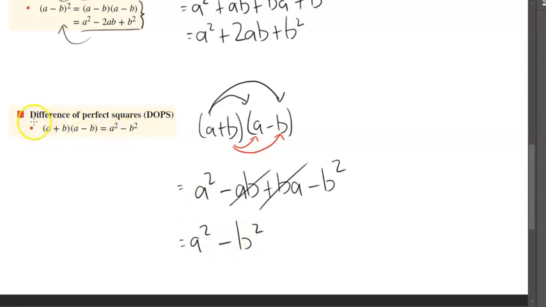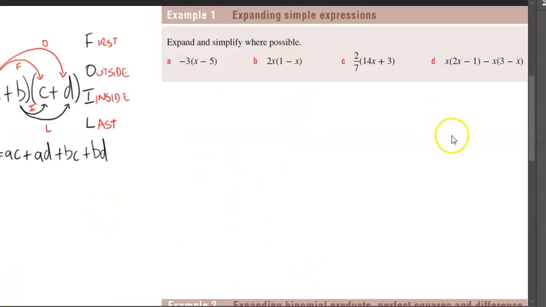And this is where the term difference comes from, the difference of perfect squares. This is a perfect square and this is a perfect square. So it's a difference of these two perfect squares. Let's go ahead and look at some of these examples. We're going to expand and simplify where possible. Where possible being the key word.